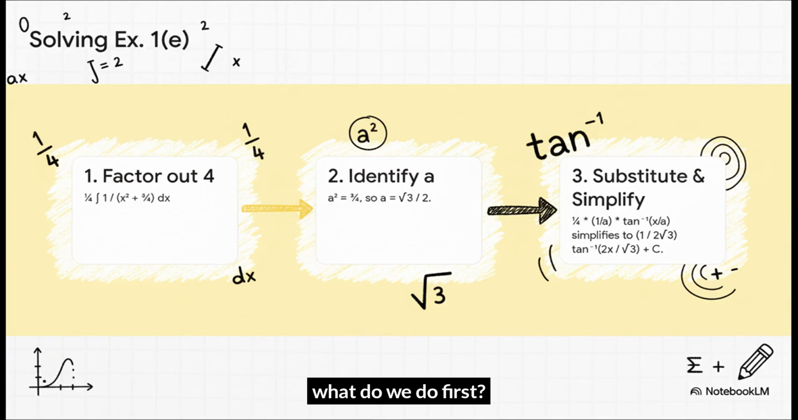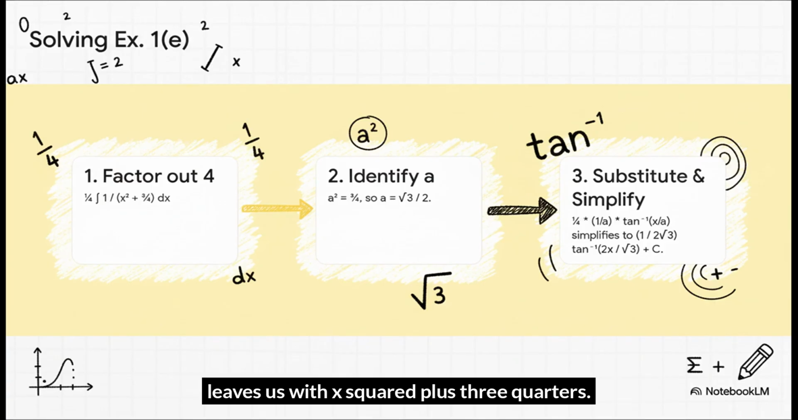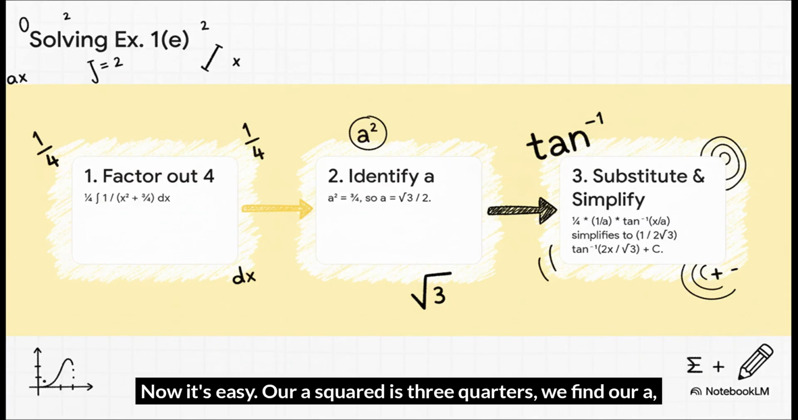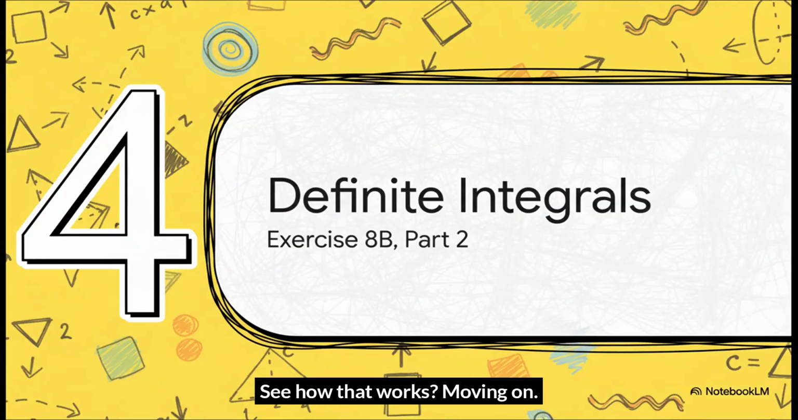So what do we do first? Yep, factor out that 4. That pulls a 1/4 out front and leaves us with x squared plus 3/4. Now it's easy. Our a squared is 3/4, we find our a, plug everything into the formula, and then just take your time simplifying those fractions to get the final answer. See how that works? Moving on.